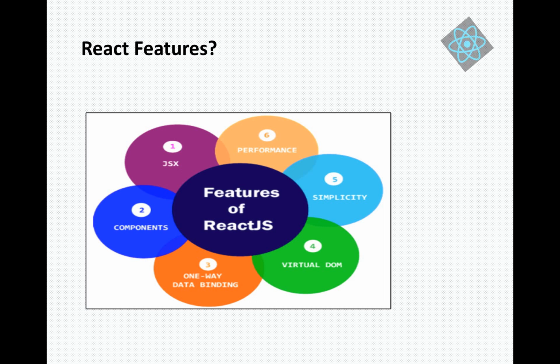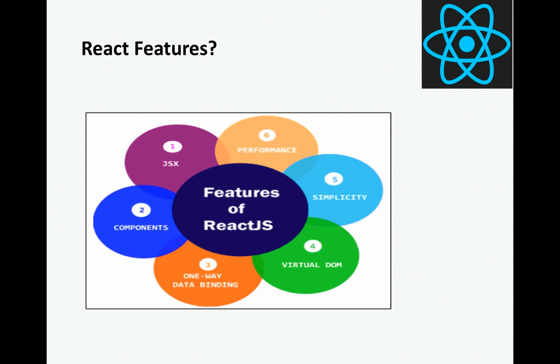Now coming to the key features. So here are some key features of React which I highlighted. Number one is JSX. Number two is component, it is component based architecture. Then one way rendering, one way data binding basically. So that is a very important feature. Virtual DOM is number four. Simplicity, fifth, and sixth is performance. These are a few features. There are so many more. So let us move to the next ones, one by one, about these features.